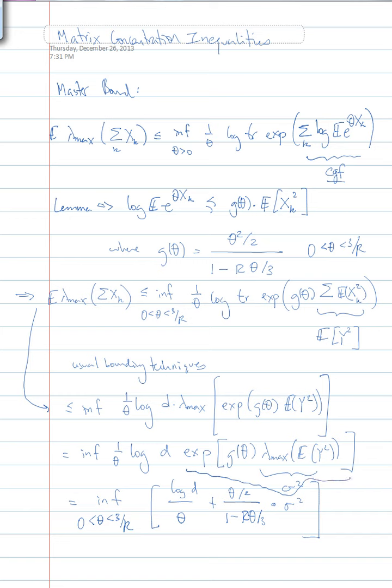Okay, and this is something that in principle we could minimize. This is just a function of a scalar variable, so we could just minimize this and choose the best theta. And indeed, if we do that, we get the result of the theorem. So minimizing over theta gives the result. It gives a result for the bound on the expectation.